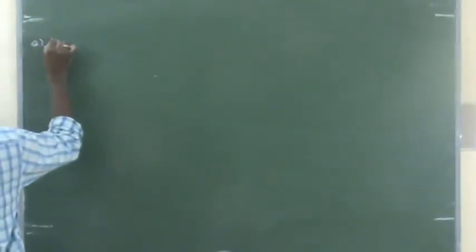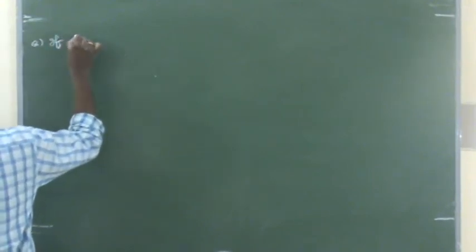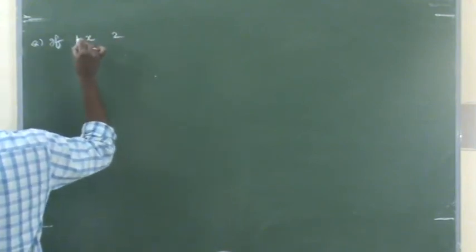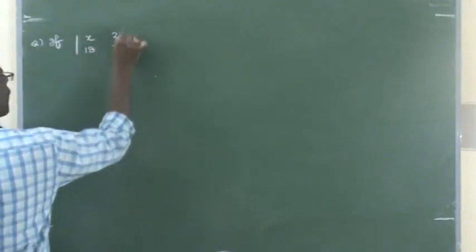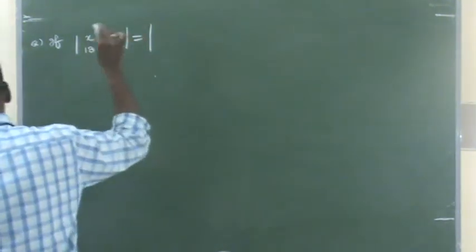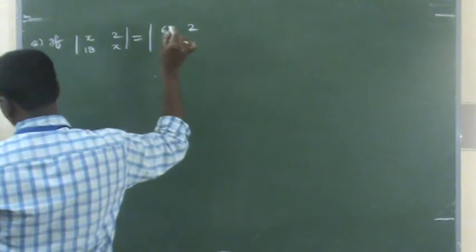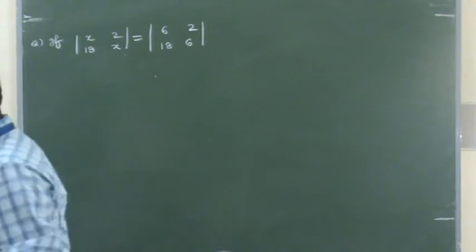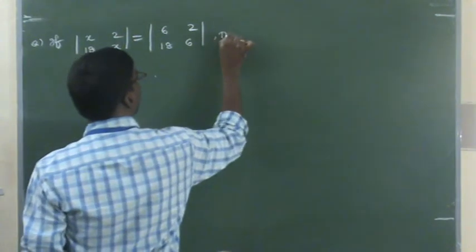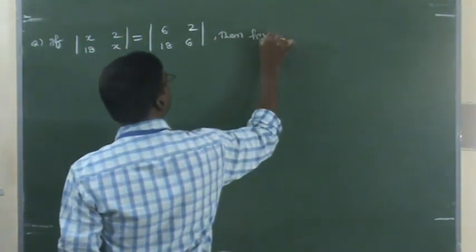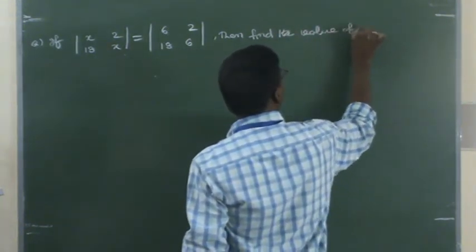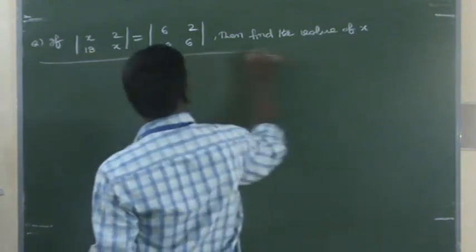One more problem. If determinant of x, 2, 18, x is equal to determinant of 6, 2, 18, 6, then find the value of x.